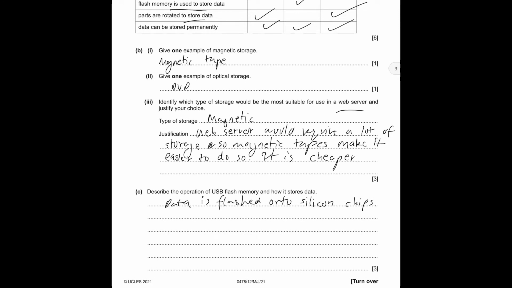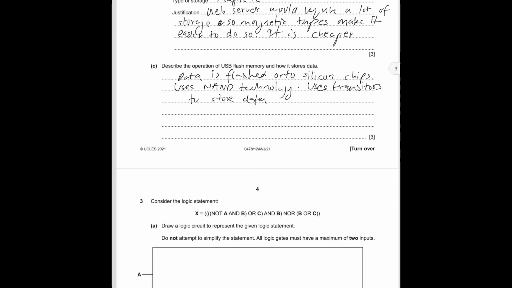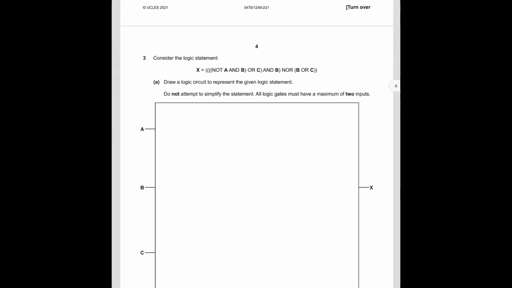This is really important that you learn this. And the next one, you can say that it uses NAND technology, right? The next part is it uses transistors to store data. So that's a third point where you can write it uses transistors to store data. That's another point where you can gain for 3 marks. Okay, great. Logic statements. This is pretty interesting.